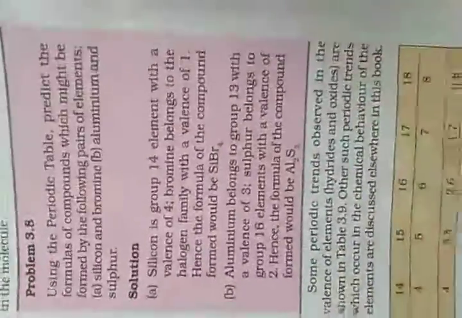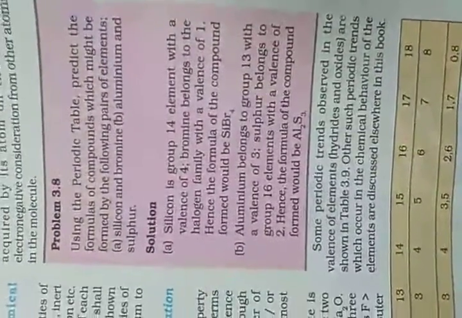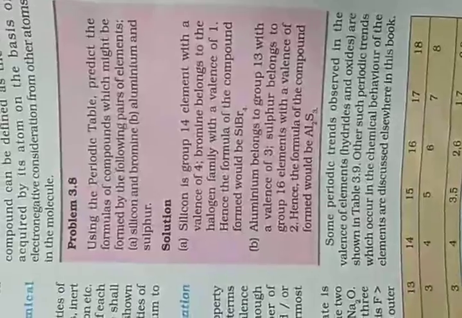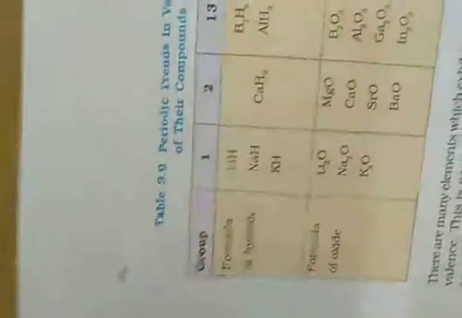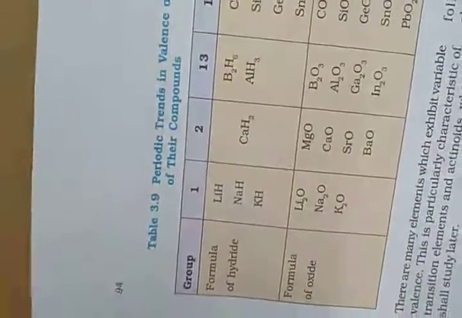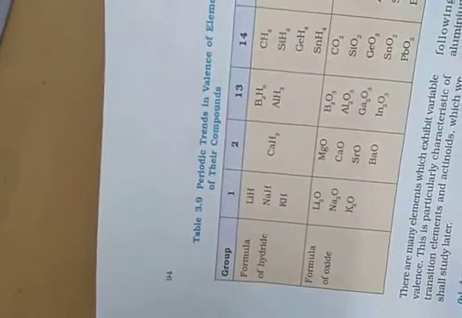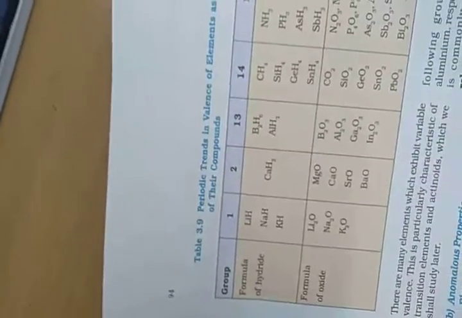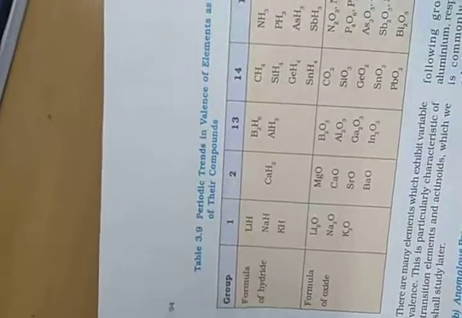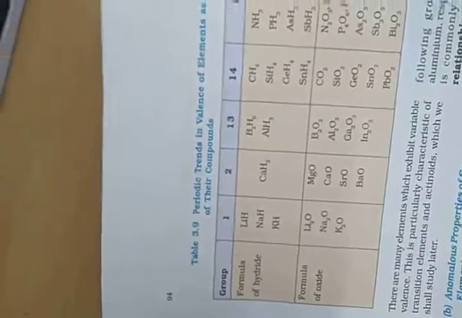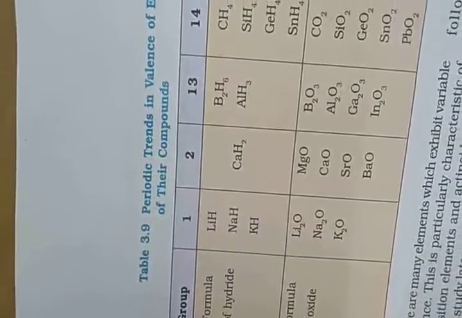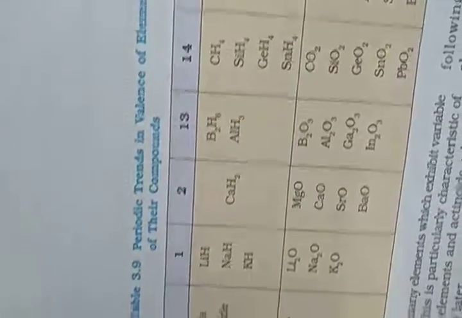Okay, so I am showing you some periodic trends observed in the valence of elements. Hydrides and oxides are shown in table 3.9, along with other such periodic trends which occur in the chemical behavior of the elements. See, I will show you lithium outermost orbit +1 and hydrogen -1, so lithium hydride. Sodium +1, hydrogen -1. KH, potassium hydride. In group 2, calcium hydride. So in this way you can see the formulas of hydrides and oxides in this table.